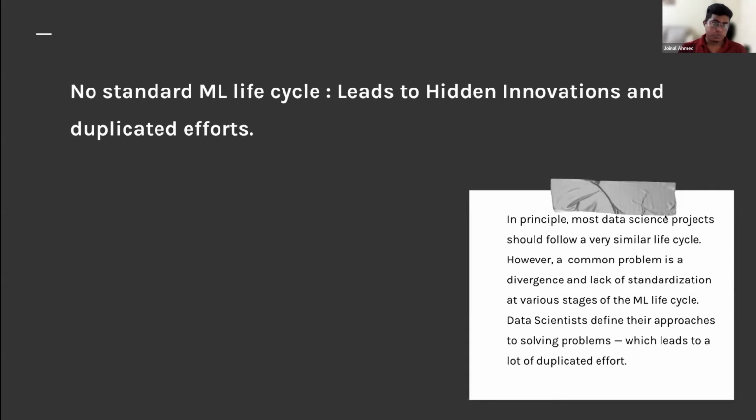Yeah, so there are several problems. One is no standard ML life cycle, and this leads to hidden innovation and duplicated effort, right? As I said, maybe for one project we are writing an Airflow DAG that migrates the data from one source to a destination. Then for every project we need to do that. We need to write the DAG, we need to provision the infrastructure and everything. It is the same when we push a model into production, right? The same kinds of things need to be repeated, and the infrastructure related issues need to be solved every time there is a project that needs to be pushed forward, which leads to a lot of duplicated effort.